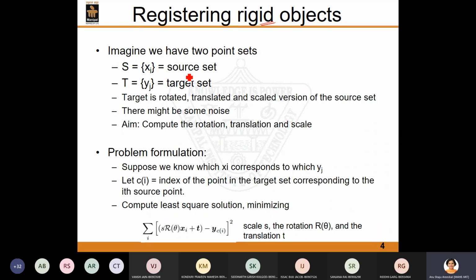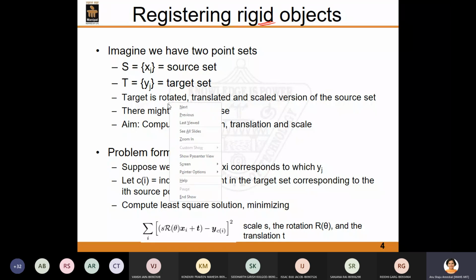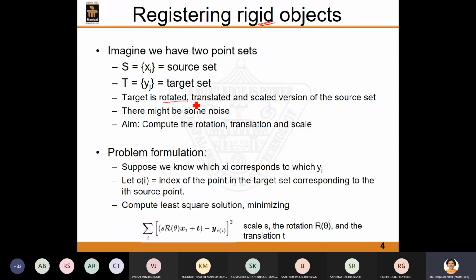Okay, so given a source set and a target set and the different points which are present, what we are assuming is that since these are rigid registration techniques, the transformations involved are rotation, translation, and scaling operations. So that means if I take the source set and apply some combination of rotation, translation, and scaling, I get the target image. So this is my assumption.